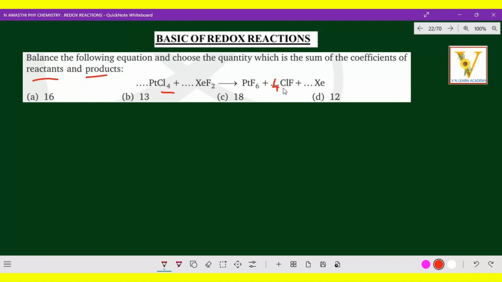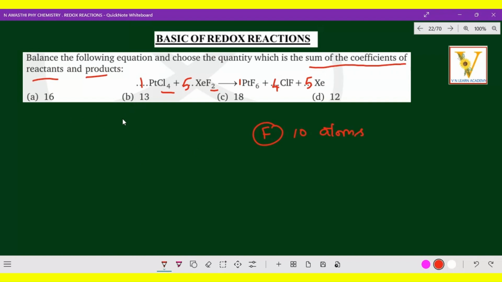If we put 4 over here, we get 4 chlorine atoms, whereas fluorine is 6 plus 4, 10 atoms. Now here only 2 is available, so let us put 5, since 5 twos are 10. Yes, 10 fluorine atoms are available. That means here 5. Is the equation balanced? Yes, platinum is 1 here and 1 there as well.